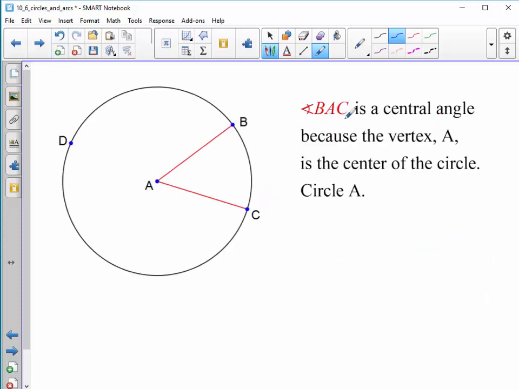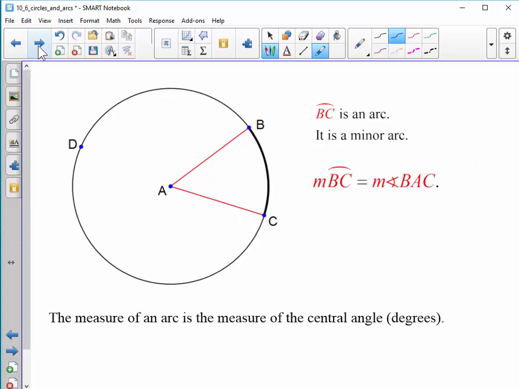Central angles. BAC, going from B, the vertex is A, which is the center of the circle, that's the big deal, central angle, center of the circle, C. Then BAC is the central angle, okay? And we would measure that degree opening there. And then the two intersection points of the central angle on the circle itself, BC, that would be called an arc. Think of it like a pizza crust.